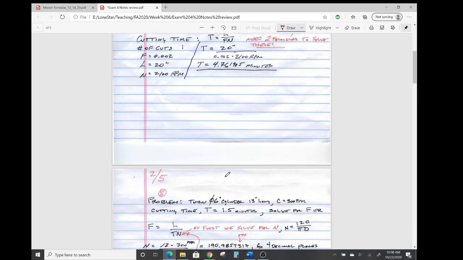Like I said, the test is really just a long homework assignment. It's just a repetitive set of problems. Here's a problem. Let's turn a 6-inch cylinder. It's 13 inches long. Let's say we use a cutting speed of 300. Now remember, your mileage is going to vary, but for this problem, we're going to use 300. And our cutting time is 1.5 minutes. So let's solve for F in IPR.